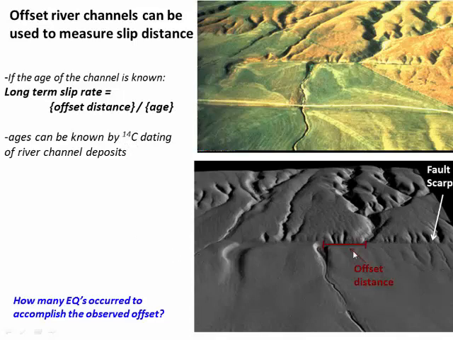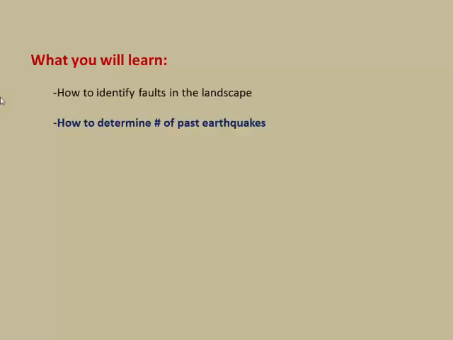But now you'll notice the one thing we haven't gotten out of our long-term slip rate is any information about how many earthquakes occurred in order to accomplish this offset. Was this formed by 2 earthquakes, by 10 earthquakes, or 20? And that's really important information in thinking about how often they occur and also how big they're going to be. So I want to transition now into learning about how we determine the number of past earthquakes.